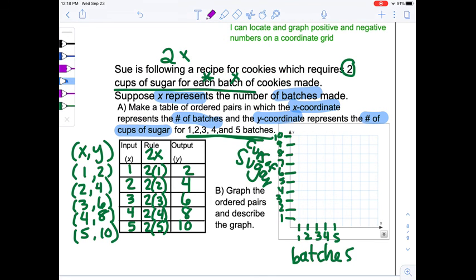So my first ordered pair was 1, 2. So I go over 1, up 2, plot my point. Next one was 2, 4. Go over 2, up 4, plot my point. Then we have 3, 6. Over 3, up 6. 4, 8. Over 4, up 8. 5, 10. Over 5, up 10. And there we go. And then it says describe the graph. So again, it goes up diagonally.